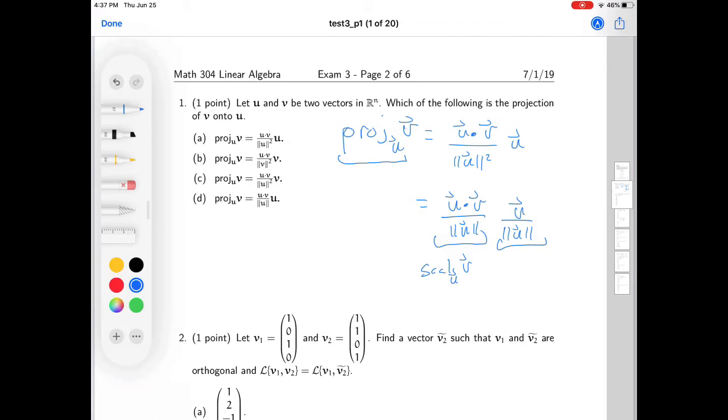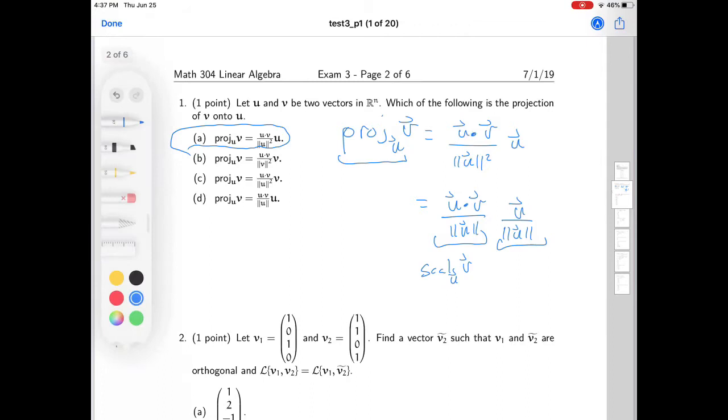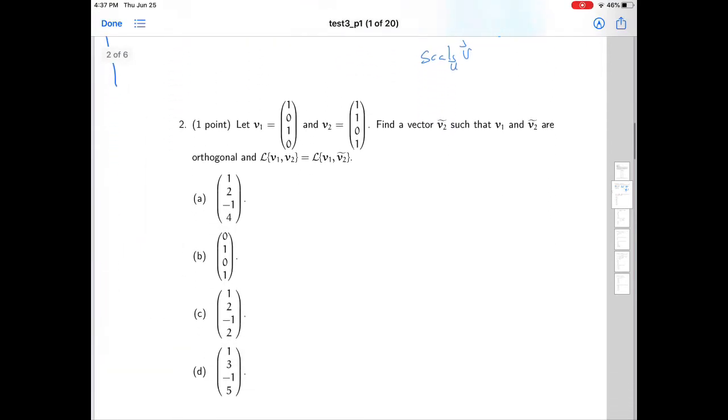It looks like the correct answer then is A. This is the projection of v onto u. Okay, let's move on to this.